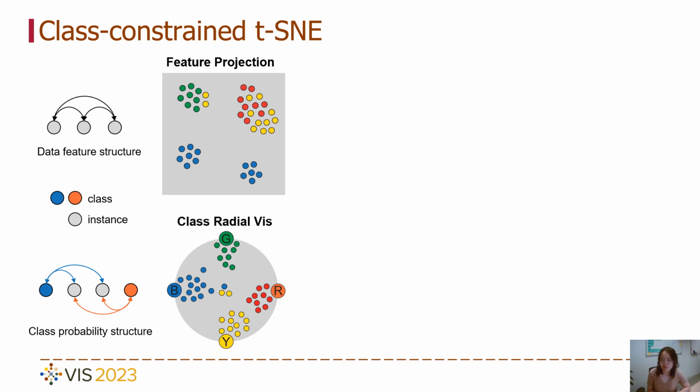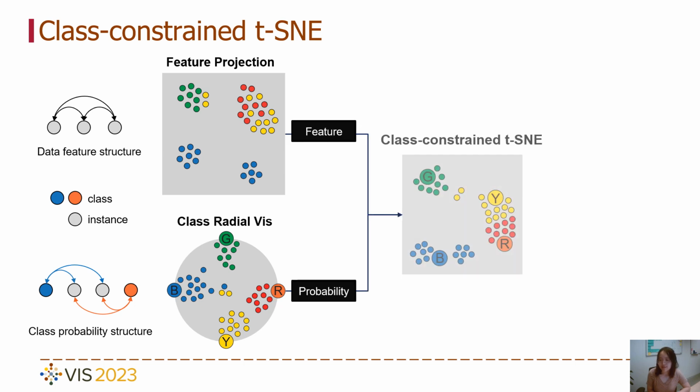Drawing inspiration from the projection methods for data features and class probabilities, and considering our assumptions of combined visual patterns, we introduce class-constrained t-SNE. This method combines data feature structure and class probability structure. Here, we gauge similarity in data features based on the proximity of data points. Additionally, class probabilities are conveyed through how data points are positioned in relation to their class landmarks.